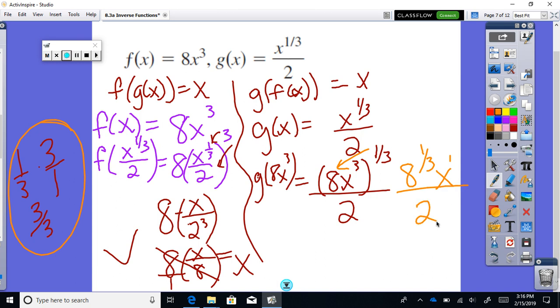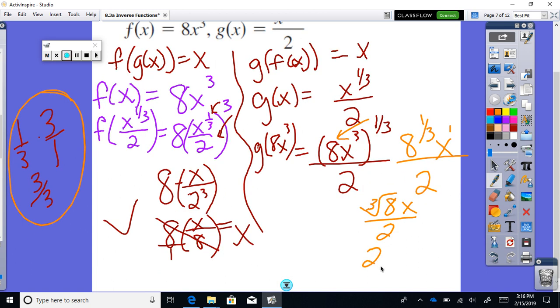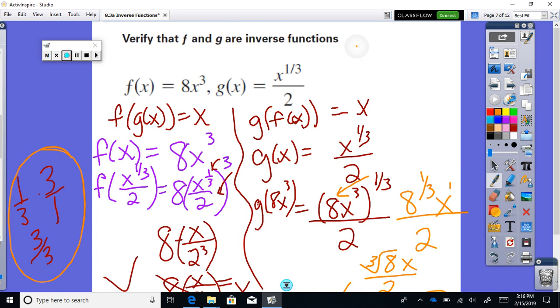Now you might be thinking, I don't know what 8 to the 1/3 power is. Well, you need to remember that 8 to the 1/3 is the cubed root of 8, x over 2. And the cubed root of 8 is 2. 2x over 2. The 2s simplify to 1. It equals x. So we have verified it for both sides. So therefore, they are inverse functions of one another.